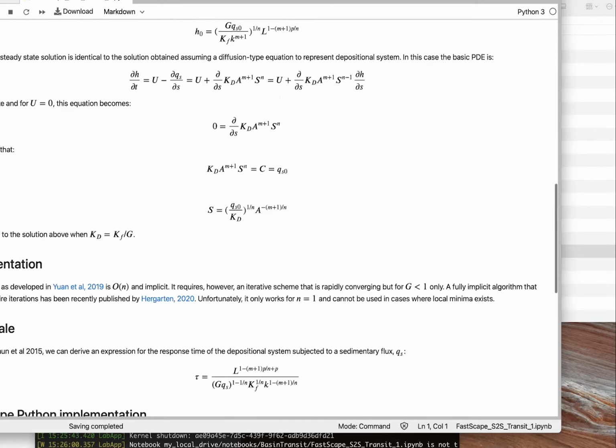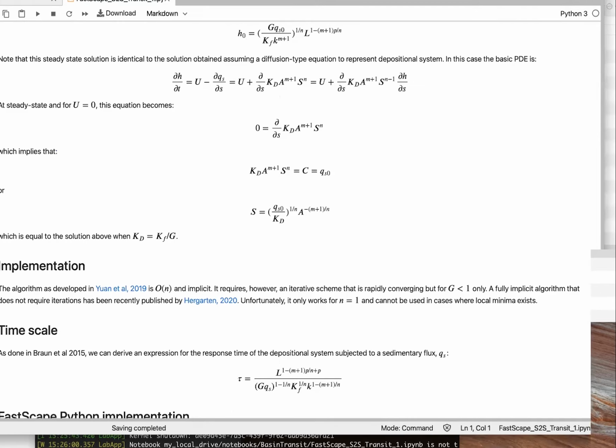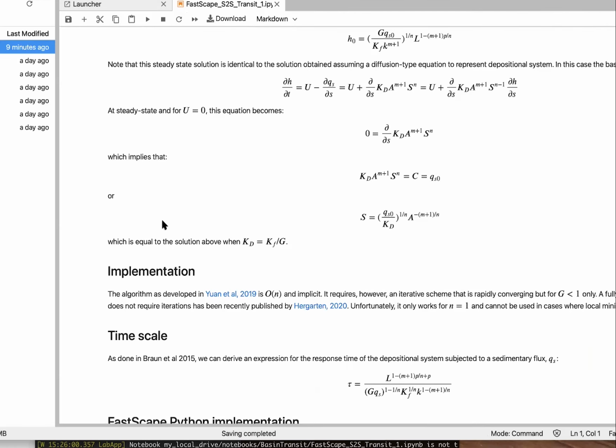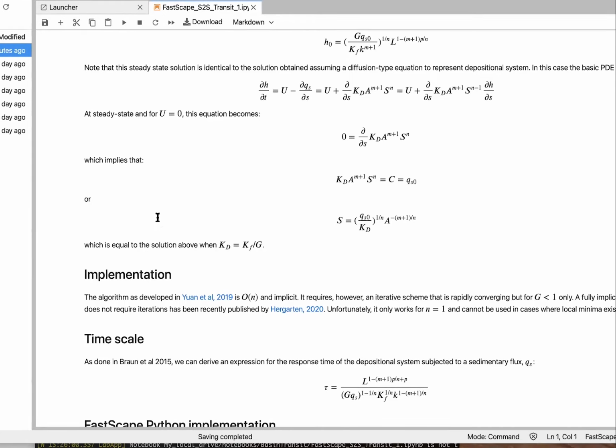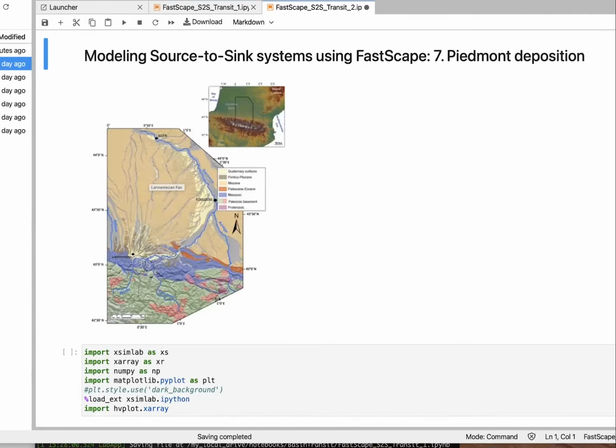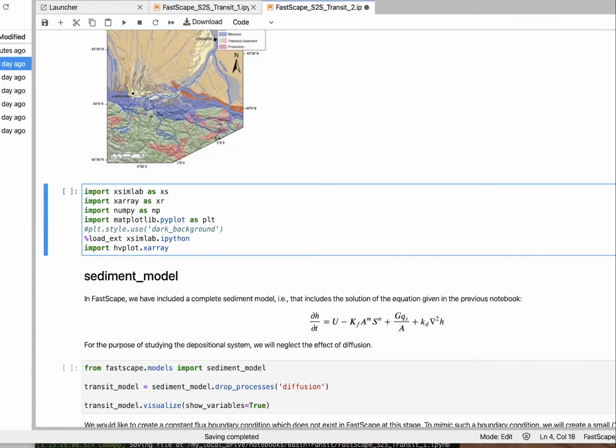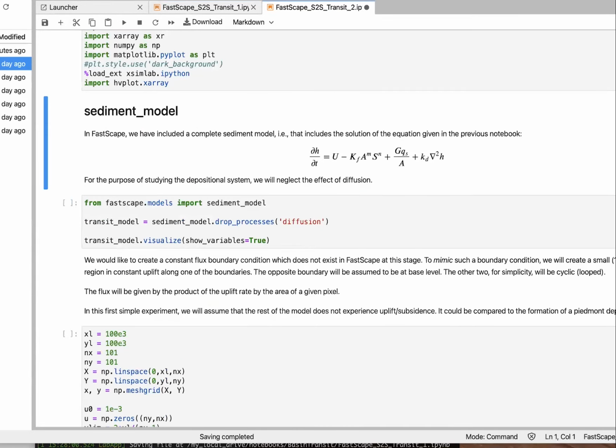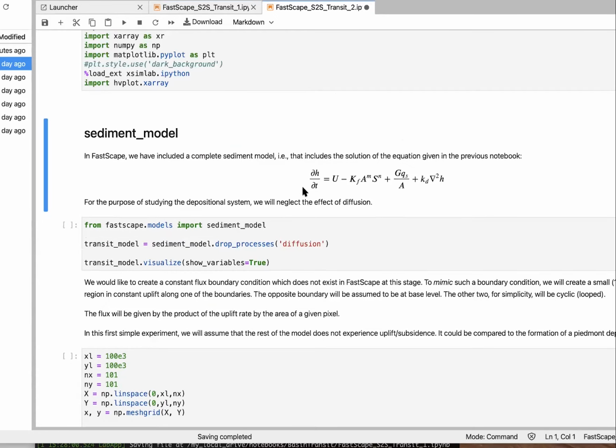Okay. So now let's do the theory with FastScape. So let's open the second notebook and the sedimentary model out of FastScape. Okay. So I'm going to run this. Okay. And then there's what is called in FastScape the sediment model, which actually solves this equation we just talked about, but also has slope processes in it. We talked about those now, okay?